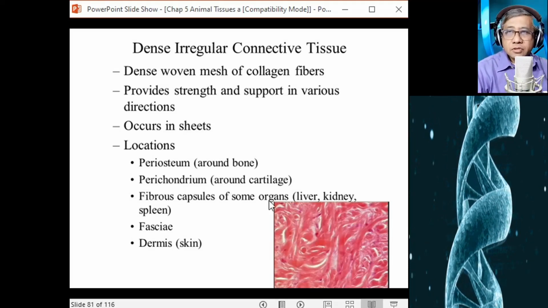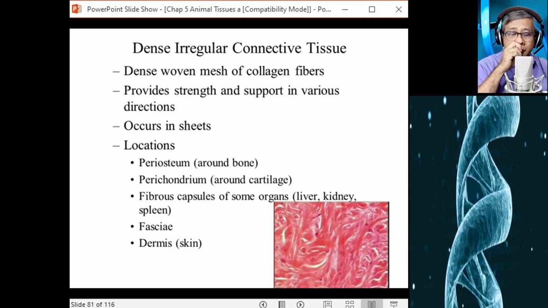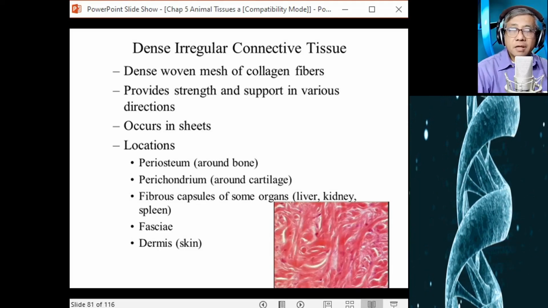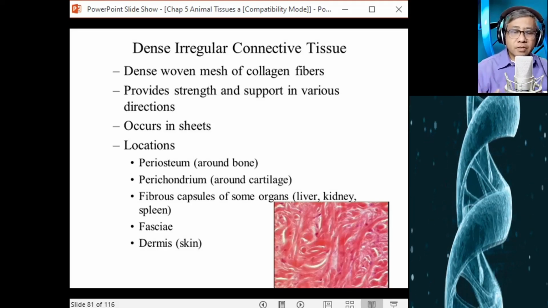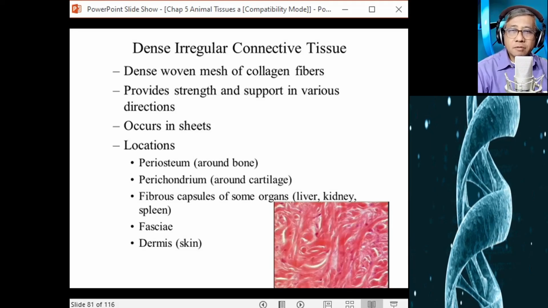Fibrous capsules that cover or support the liver, kidney, and spleen. Fascia. You know what fascia is? Yung sa palaka, yung parang these are sheets of tissue that supports the organ. And lastly, we have the dermis.